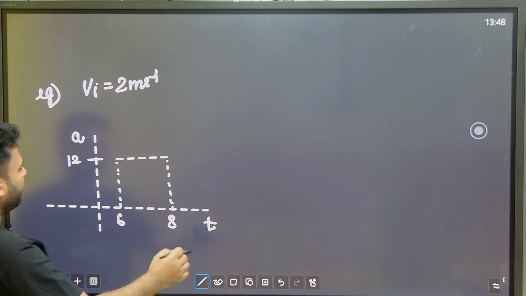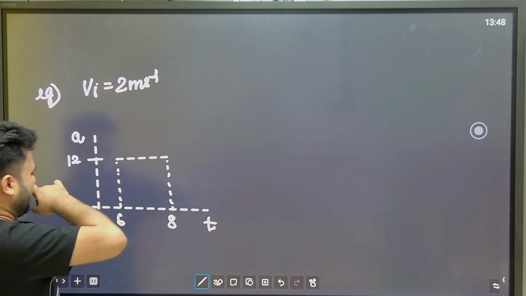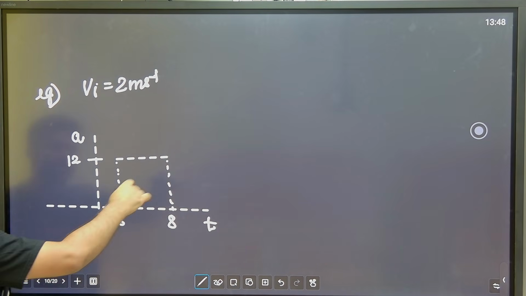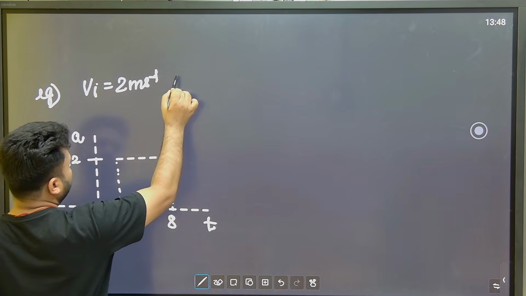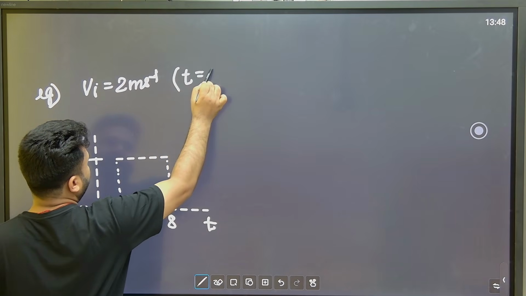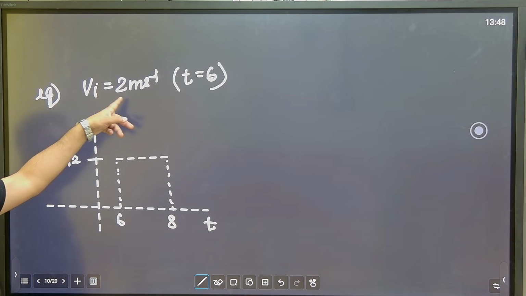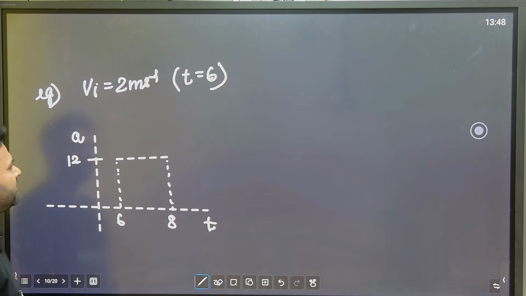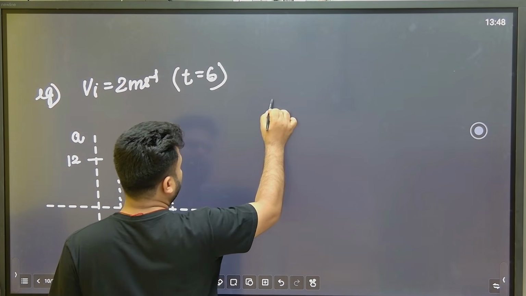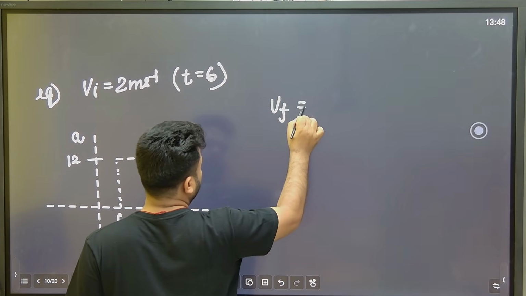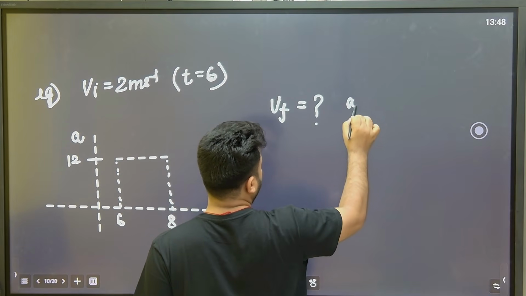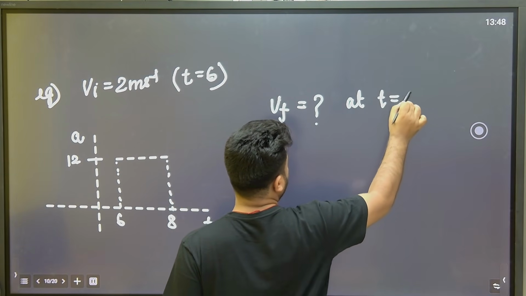They are asking, they have given the initial velocity, meaning at t equals 6 seconds. At t equals 6 seconds, the initial velocity was 2 meter per second. They are asking, what is the final velocity? That is at t equals 8 seconds.